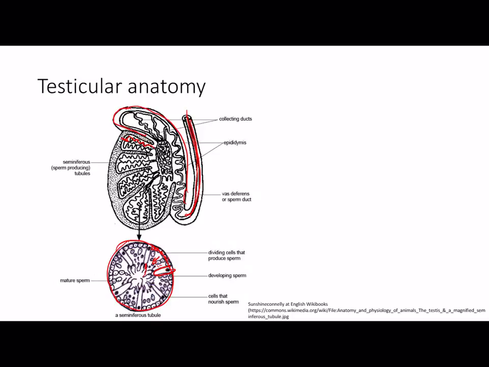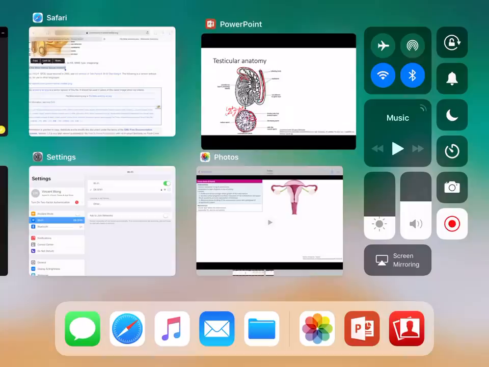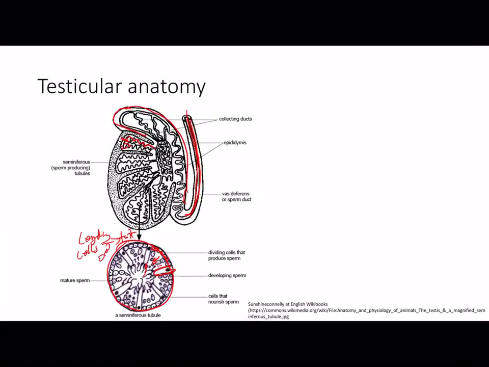And then around the seminiferous tubules, there's a bunch of Leydig cells around here. Okay, so it's going to be like right here. These are Leydig cells. And these help make testosterone. Okay, so that's it for our testicular anatomy.